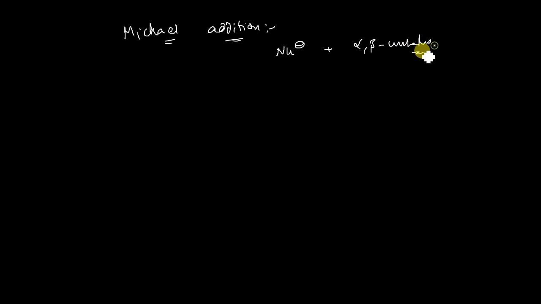So the other application of this Stork enamine is the Michael addition. Since the Stork enamine is acting as a nucleophile, it can also be involved in the Michael addition. What is Michael addition? The addition of a nucleophile to an alpha beta unsaturated system, which gives you a 1,4 addition product. So that is called Michael addition reaction.